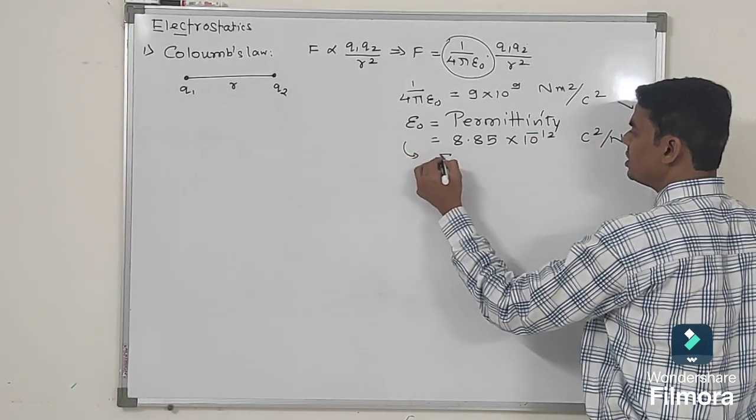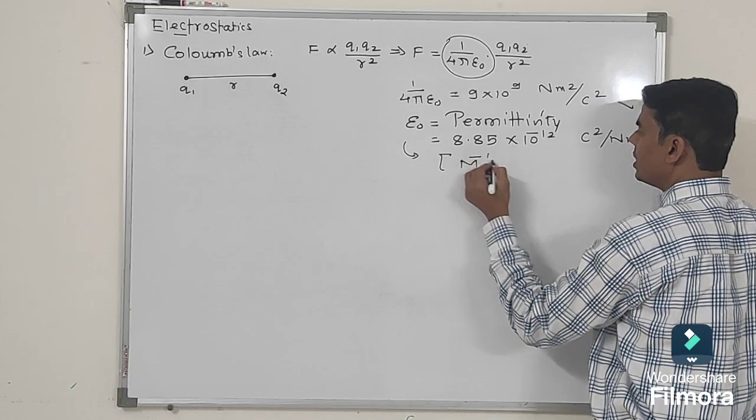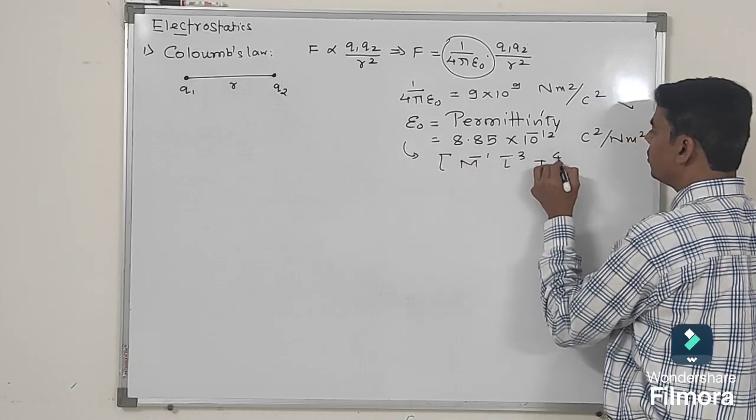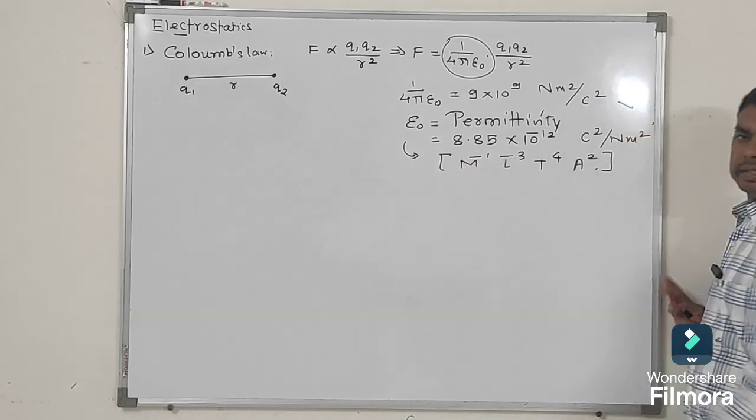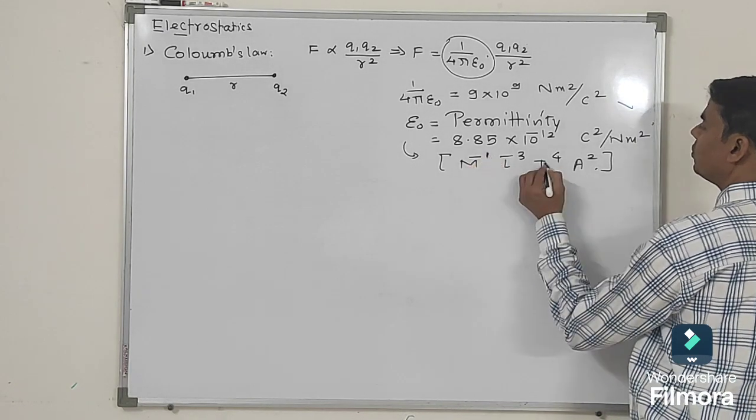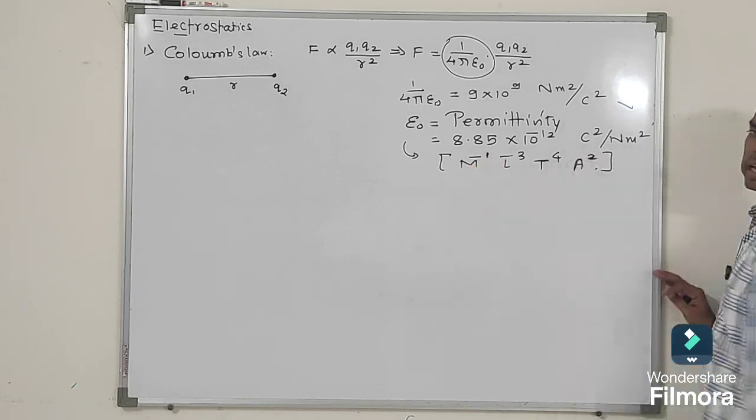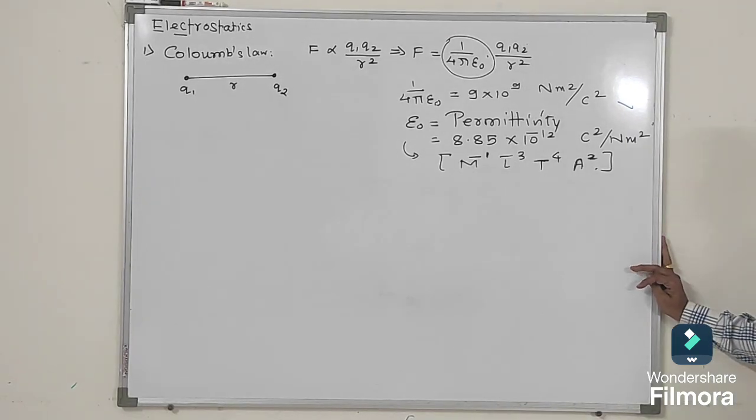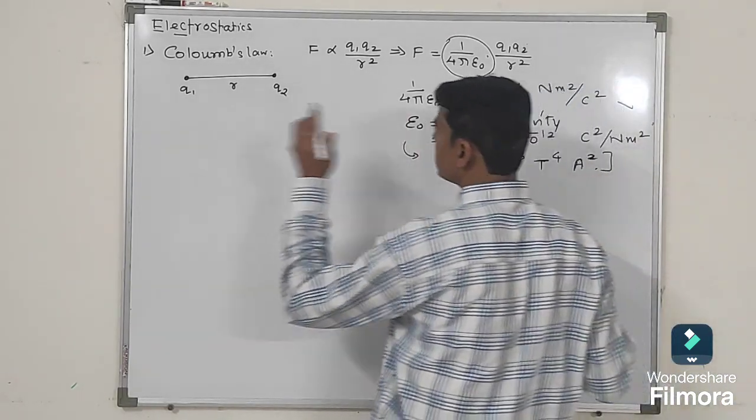Its dimension is very important. It is M minus 1, L minus 3, T4, A2. This is the dimension of permittivity of free space. This is the first important formula.